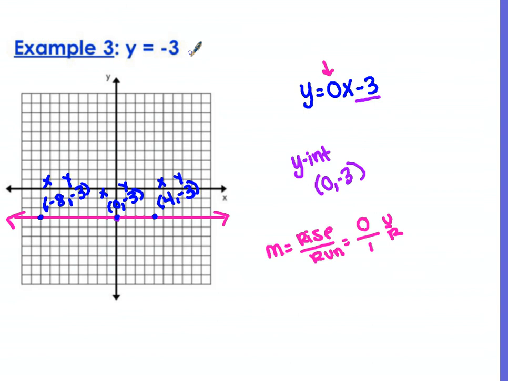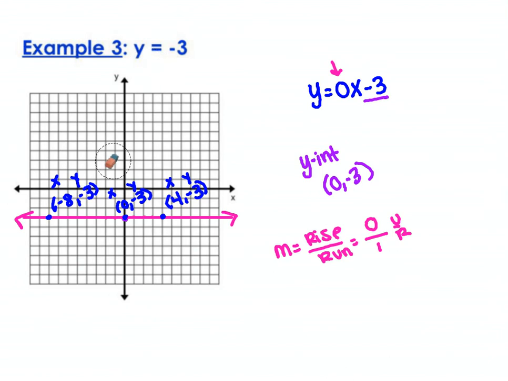So that's one way. If you can't remember how to graph something weird like this, you can always make up a bunch of ordered pairs and see which way the line's going. But notice, my y is -3, -3, -3, everywhere on that line. So that's why the line is called y equals -3.